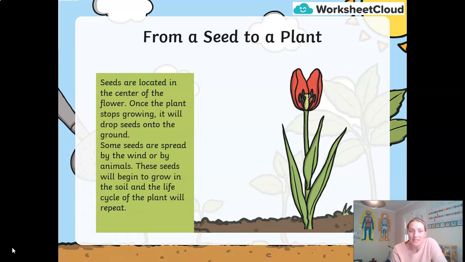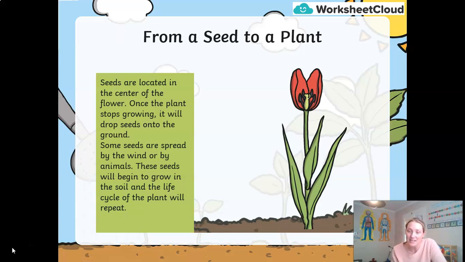Some seeds are spread by the wind. Think of those dandelions I used to love to pick and blow as a kid, and then my mummy would shout at me because I'd be spreading what she used to call a weed across our garden. Or some of you may have seen those seeds, the helicopters, that fall from the trees and spin down like that. Those are spread by wind.